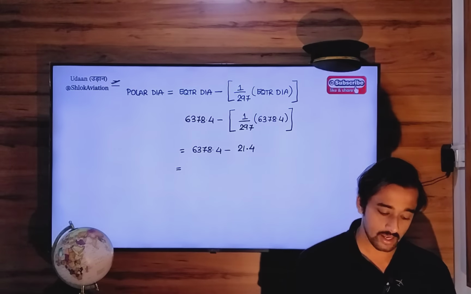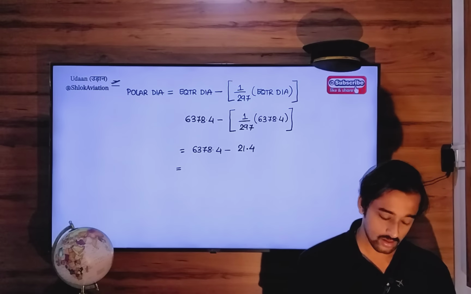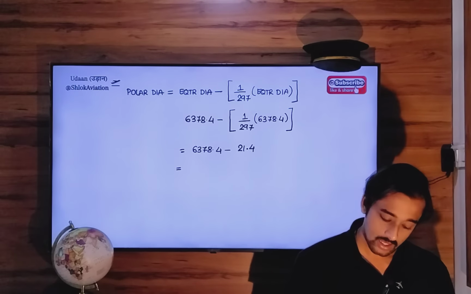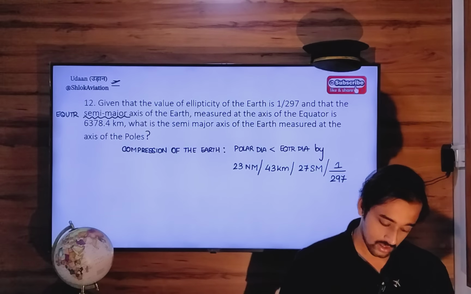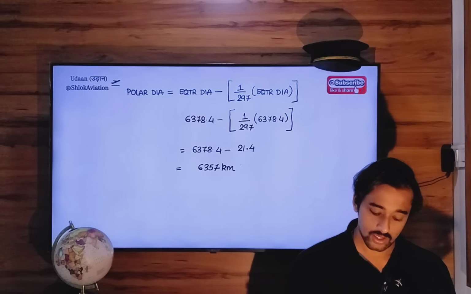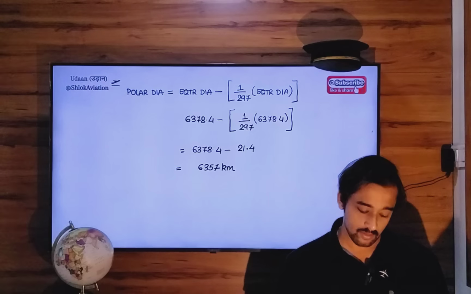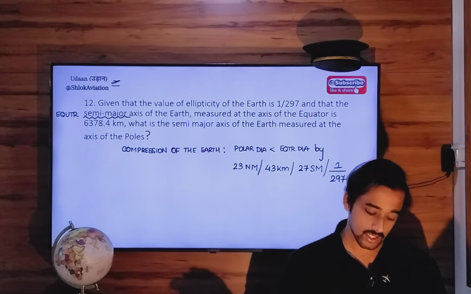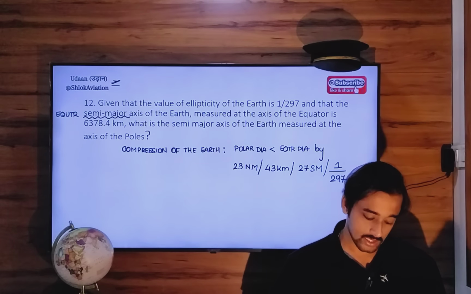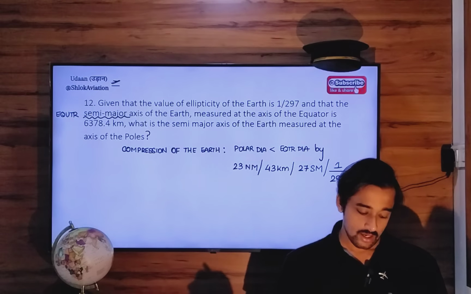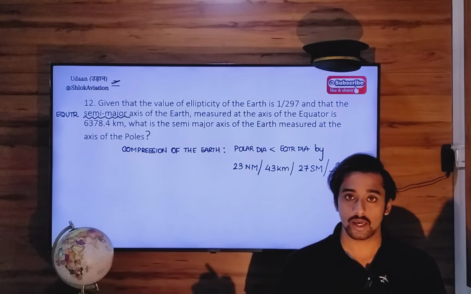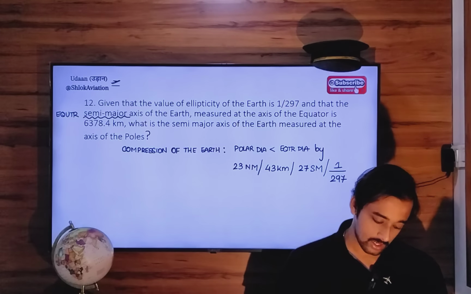Now 6378.4 minus 21.4 is equal to 6357 kilometers. So this is your final answer. The measurement of the polar axis will be equal to 6357 kilometers when the measurement of the equatorial axis is 6378 kilometers. Simple. Next.